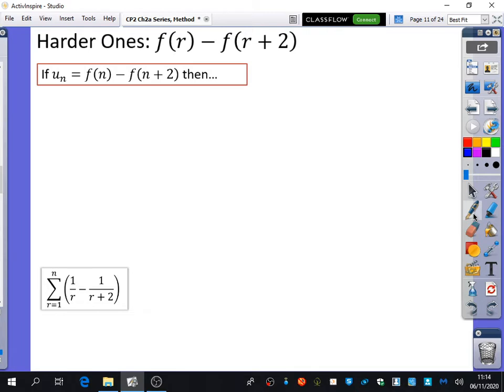So here it says if u of n is some function of n minus a function of n plus 2, then we could say that the sum of u of r from r equals 1 to n would be, substituting in 1, you would have f of 1 minus f of 3. When you substitute in 2, you would then have f of 2 minus f of 4, plus f of 3 minus f of 5. So I'm just subbing in the different values as we go.